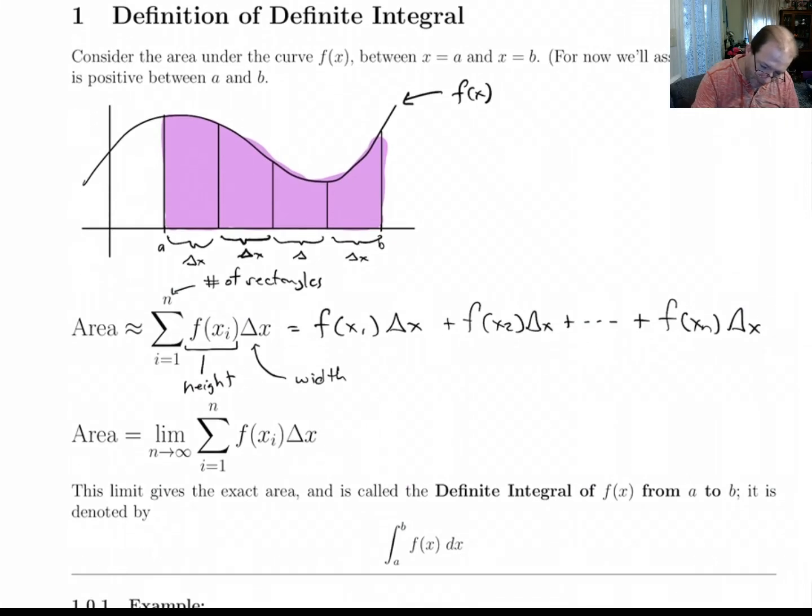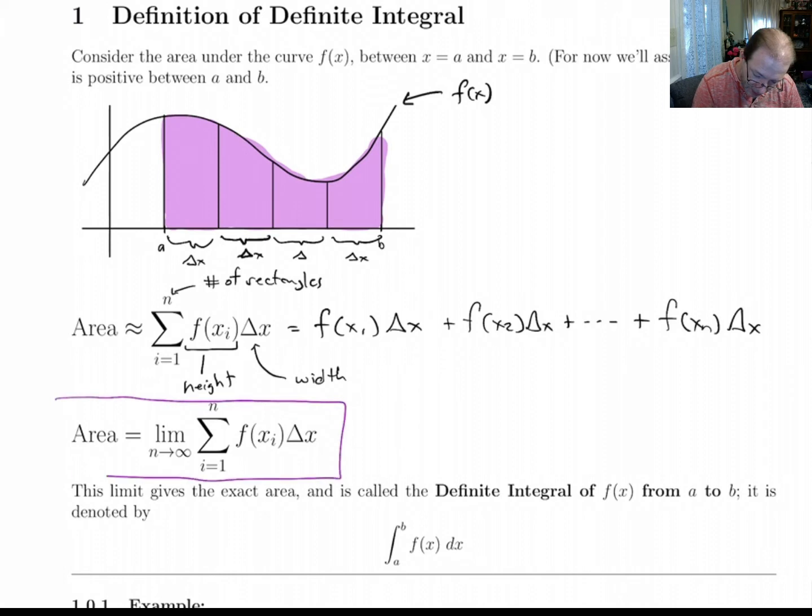So this down here, the area, notice the difference up here. On top, with this sum, with n rectangles, we have a squiggly equal because it's an approximation. But down here, where we have the limit as n goes to infinity, we've got an equal. This is the exact area.